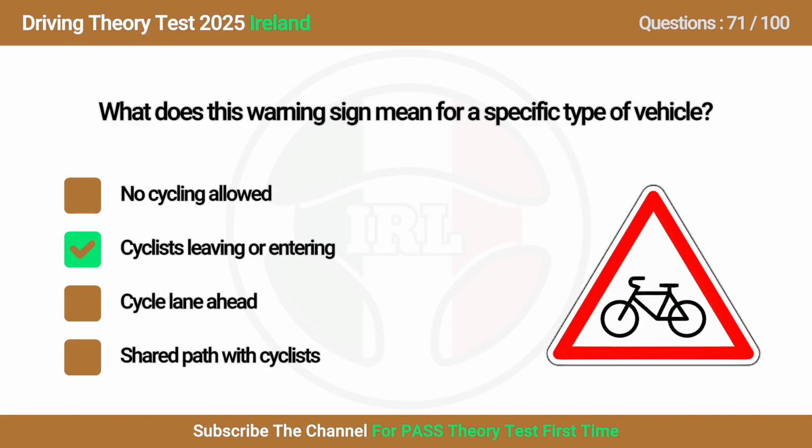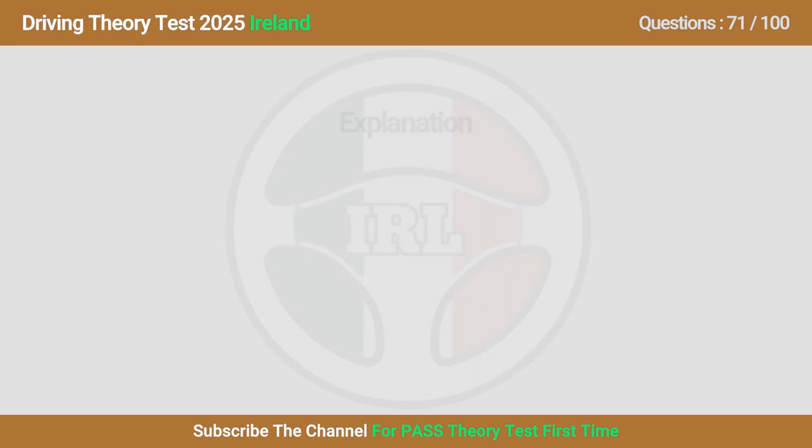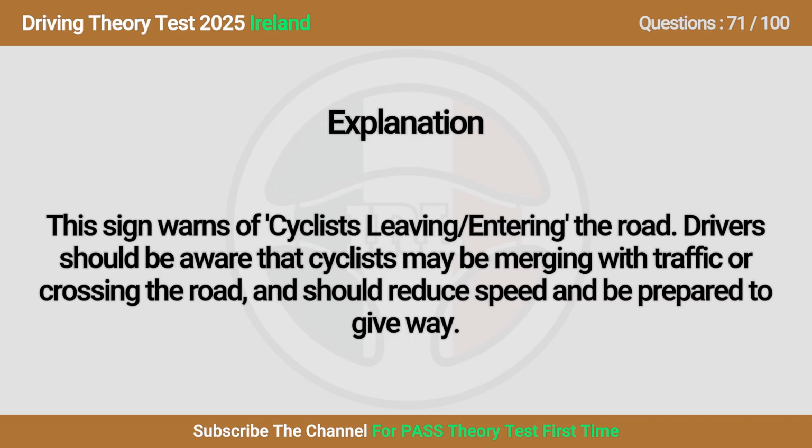Answer is B. Cyclists leaving or entering. This sign warns of cyclists entering or leaving the road. Drivers should be aware that cyclists may be merging with traffic or crossing the road, and should reduce speed and be prepared to give way.